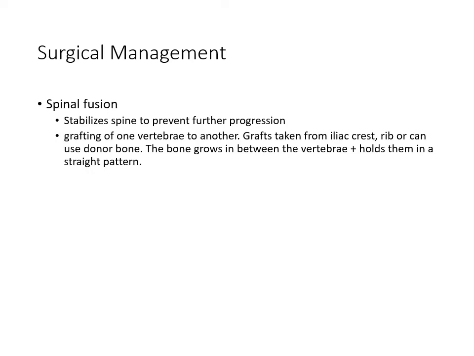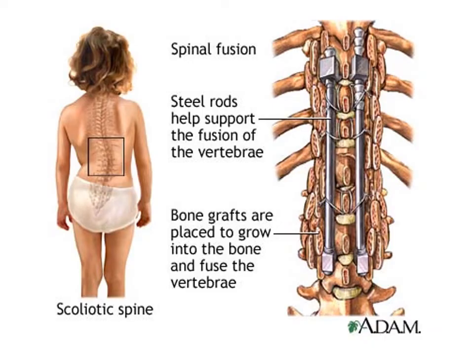You can see this in the next picture. You can see the picture of spinal fusion here. Look at the steel rods, which are helping to support the fusion of the vertebrae, and the bone grafts are placed to grow into the bone and fuse the vertebrae too.